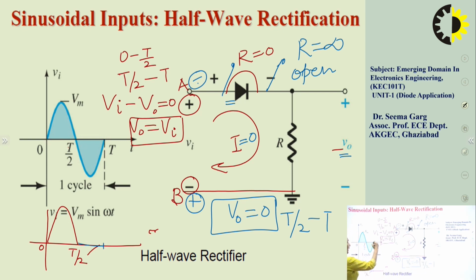Then again for the next half cycle, we get the output. So here we can see that during one half cycle we are going to get the output, whereas in the next half cycle the output waveform will be 0. So you can say that the negative half cycle is clipped off. Another name for this half wave rectifier is the negative clipper.